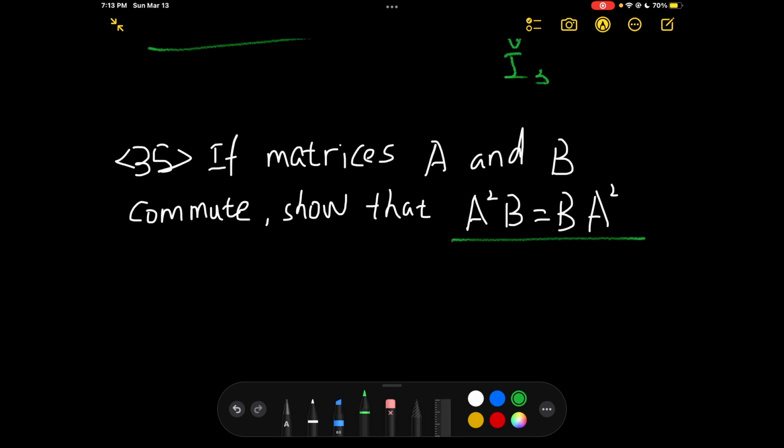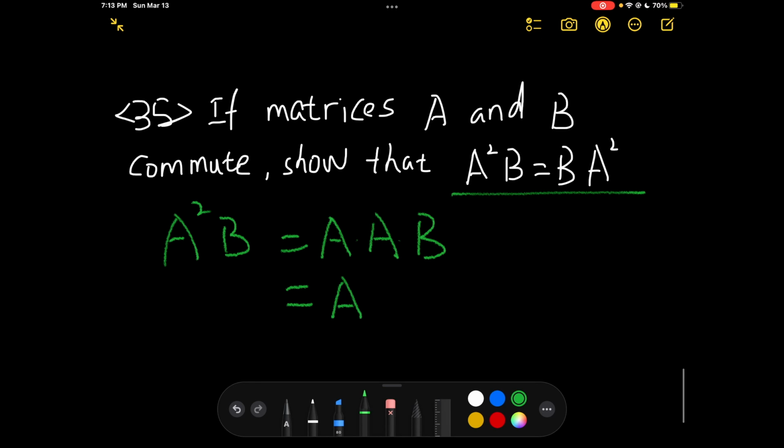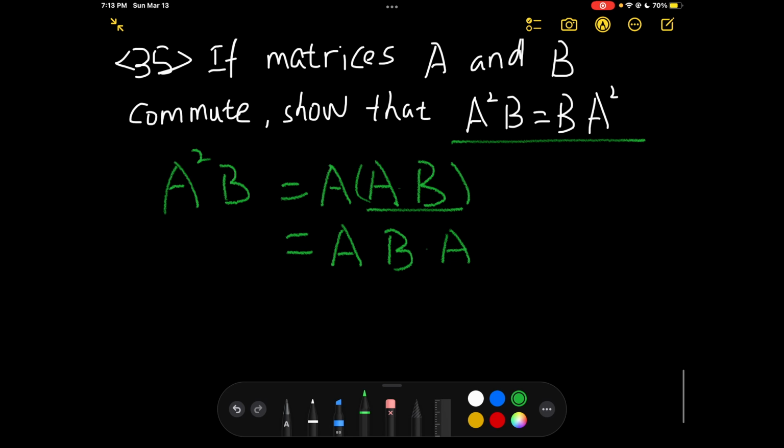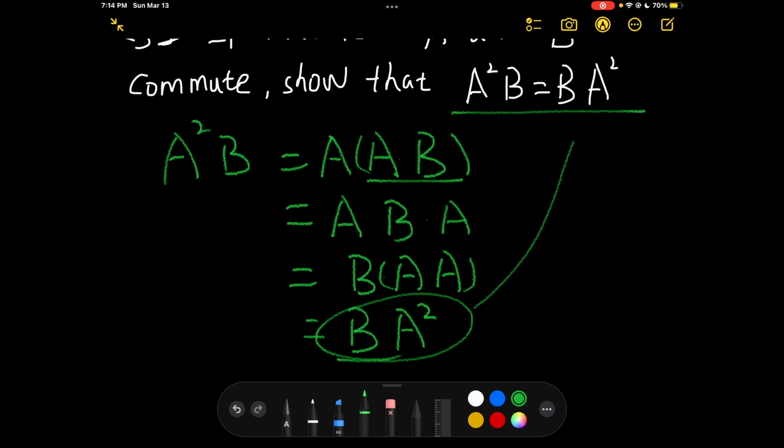we can say that will need us to prove this. A square B equals A times A times B, and if it commutes, we can move A and B, right? So we can write this as A times B times A, and then we can commute again. It doesn't change the value, so we have B times A times A, and now at the end we associate those together, which is B A square, which indeed equals B times A square. That's it. Thank you.